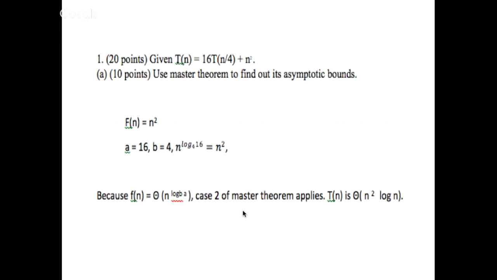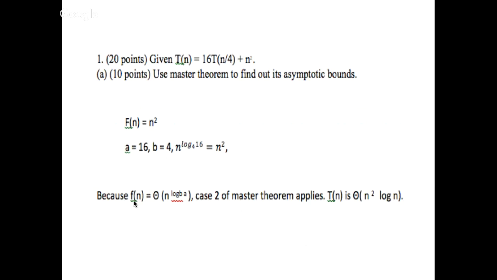Okay, the first question. Use the master theorem to find the asymptotic bounds for T(n) = 16T(n/4) + n squared. Using the master theorem, we know f(n) = n squared, a = 16, b = 4. So n^(log_b a) = n squared.